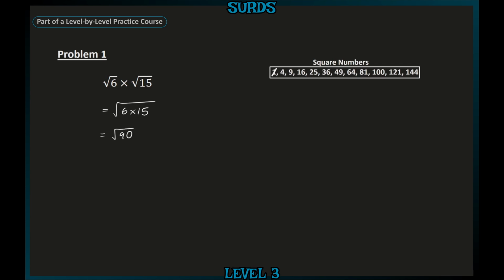To finish simplifying, we need to do a final check to see whether 90 can be divided by any of the numbers on our square number list. And it can. 90 can be divided by 9. So the square root of 90 can be rewritten as the square root of 9 multiplied by the square root of 10, because 9 times 10 is 90. And we can now square root the 9 to give us 3, so this becomes 3 root 10. So 3 root 10 is our final answer to problem 1.